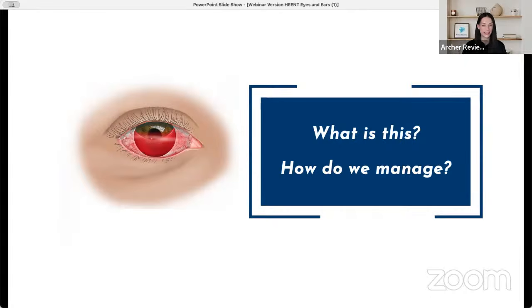Oh my gosh, speak right now. Subconjunctival hemorrhage. My goodness, I am losing it right now.